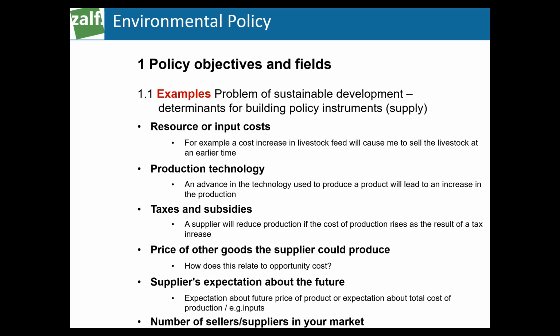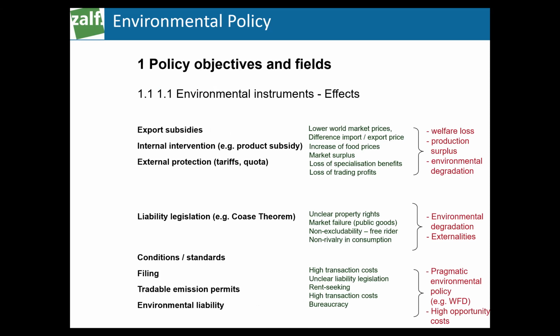Supplier expectations about the future, and also what do they expect in terms of the price, and how we can also advise those, and the numbers of sellers and suppliers in the market system. These ideas are again the entry points really to change the system, to change the entire food system as such, and each of those variables can of course change and influence.